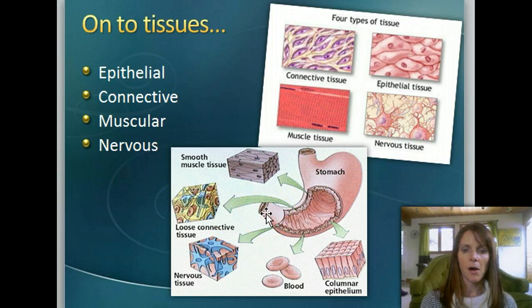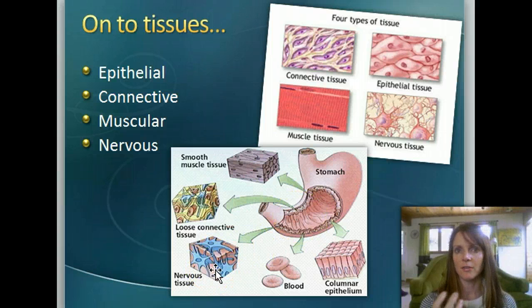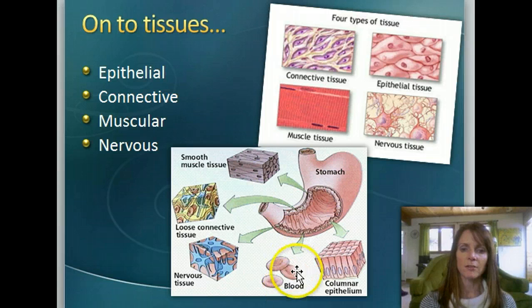Now, I'm going to get into this picture a little bit more because it is a little more in depth about what we're going to talk about. We have the stomach that has all these different types of tissue. Smooth muscle tissue, so it's got muscular tissue. Loose connective tissue, which connects things, and we'll talk about that. Nervous tissue, because there are nerves that detect different things in the stomach, how full it is, what the hydrochloric acid levels are at, and so forth. You have connective tissue in the form of blood, and you have epithelium tissue, which lines it.